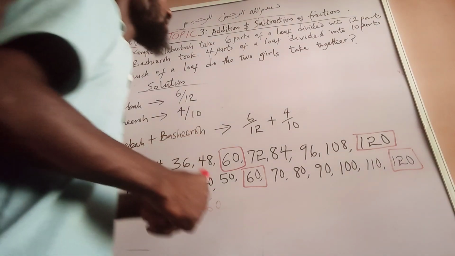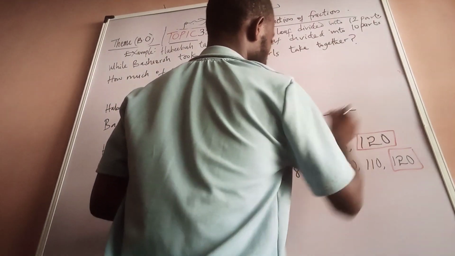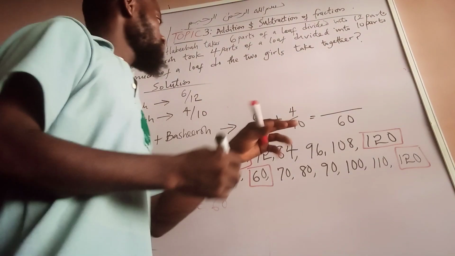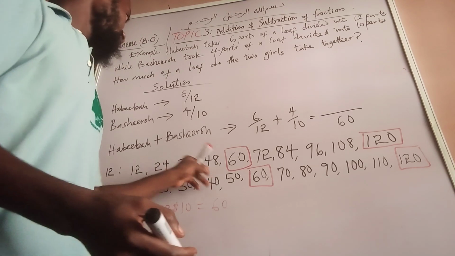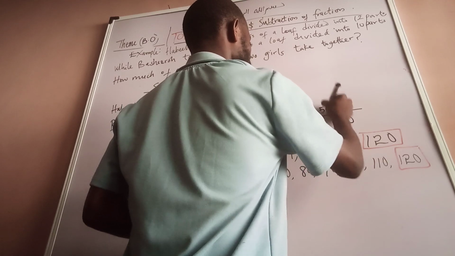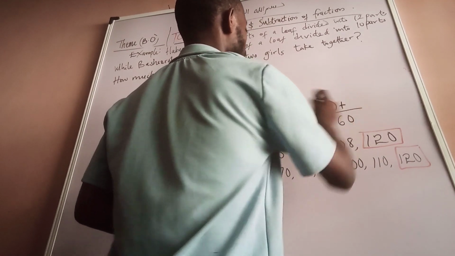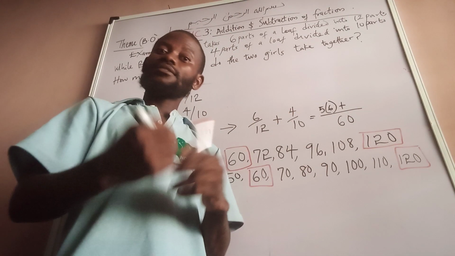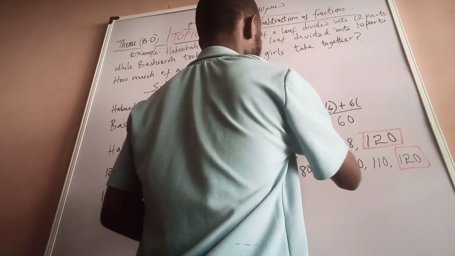Now, since 60 is the LCM, we make a line like this and write 60 here. Now, 12 goes into 60 how many times? 5, because 12 times 1, 2, 3, 4, 5. So 5 into bracket 6. Then this is plus. 10 also goes into 60 how many times? 6, because 10 times 1, 2, 3, 4, 5, 6. So 6 into bracket 4.